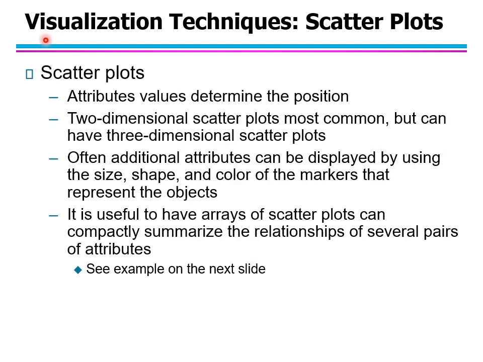And this is another visualization technique, the scatter plot. A scatter plot is a type of visualization that displays the relationship between two or more numerical variables by plotting data points on a coordinate system. The attributes can be displayed by using the size, shape, and color of the marker that represents the object. It is useful to have arrays of scatter plots that can compactly summarize the relationship of several pairs of attributes.